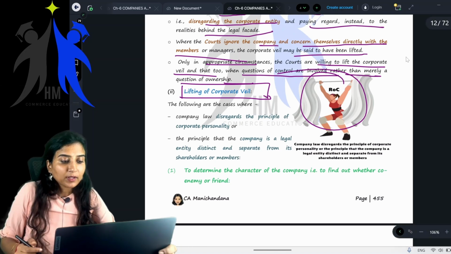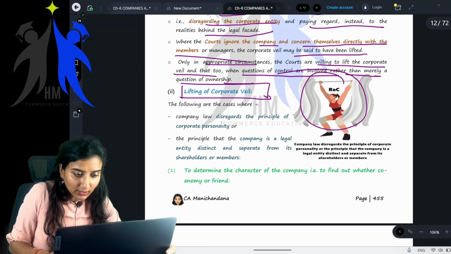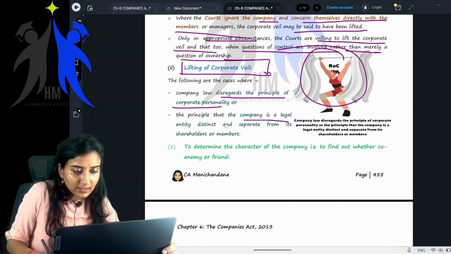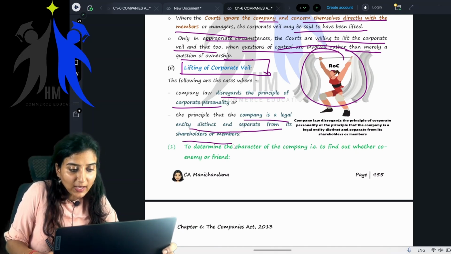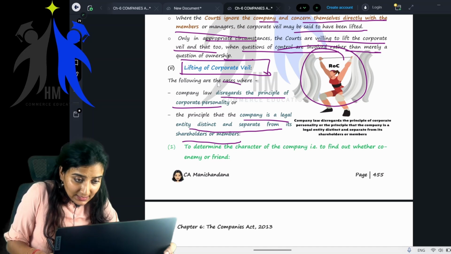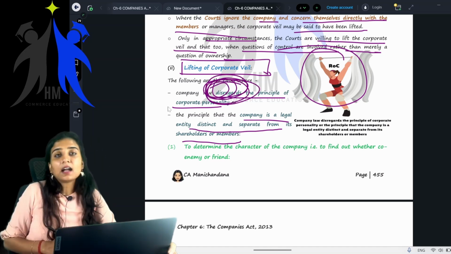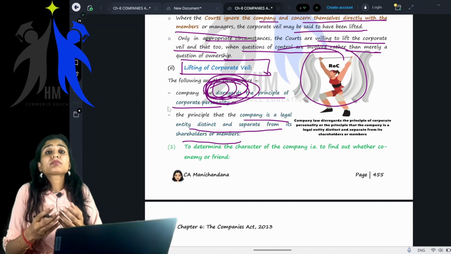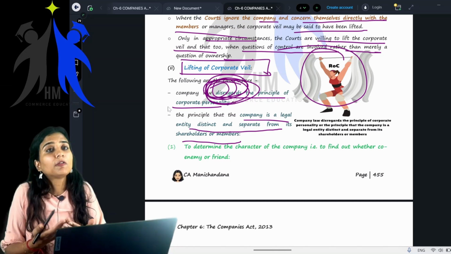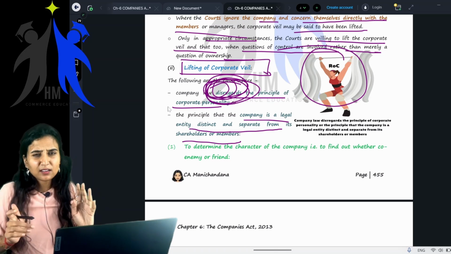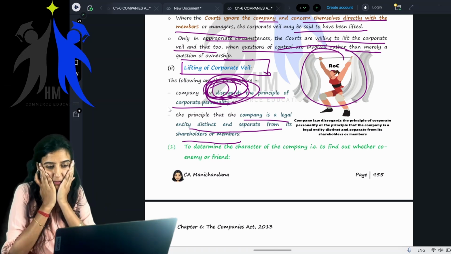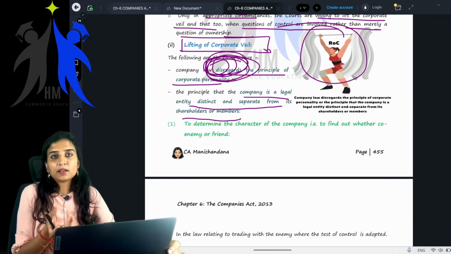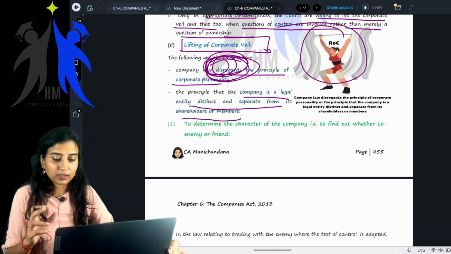Getting it? Fine. The following are the cases where company law disregards the principle of corporate personality, or the principle that a company is a legal entity distinct and separate from its shareholders or members. It is disregarding that the company is different and the members are different. The court will see the members as responsible for whatever the acts of the company. Getting it clear? Very simple. Now, what are those? Let's just read it once so that you are familiar with the headings, and later we will discuss each one by one.